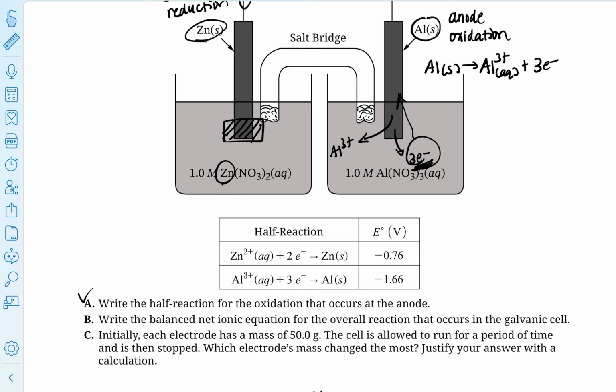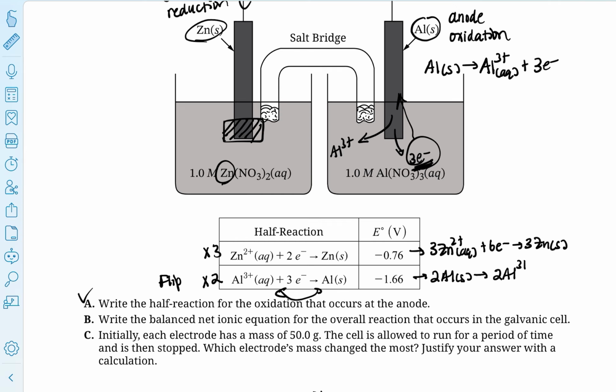If we multiply these together, I'm going to multiply the zinc equation by 3 and the aluminum equation by 2 to give me 6 electrons total. When I do the multiplication, this will give me 3 zinc ions plus 6 electrons produces 3 zinc solid. And on the aluminum side, again, I have to flip this because it's the oxidation. So this is going to be 2 aluminum solids produces 2 aluminum ions and 6 electrons.